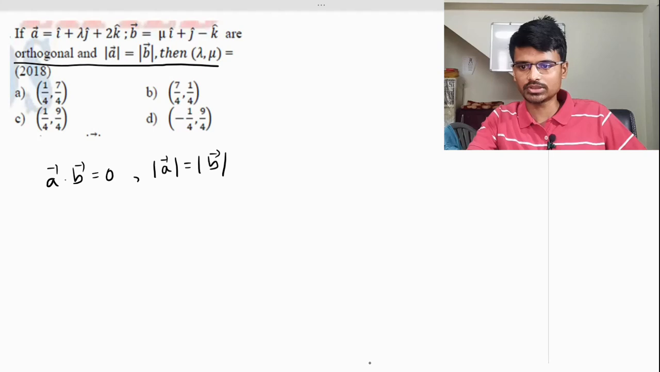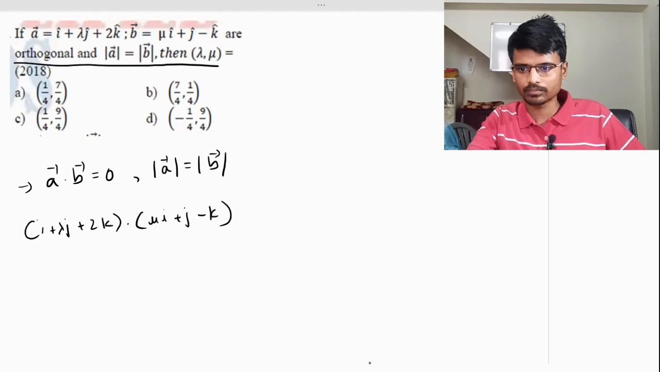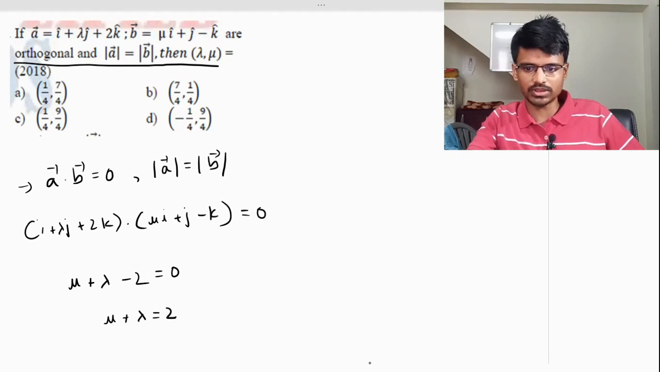So first let's use the dot product information. Let's find the dot product. So this is equal to 0, so mu plus lambda minus 2 equals 0. So I've got this relation: the sum of these two is 2. And the other information I'll use is that the magnitudes are the same.